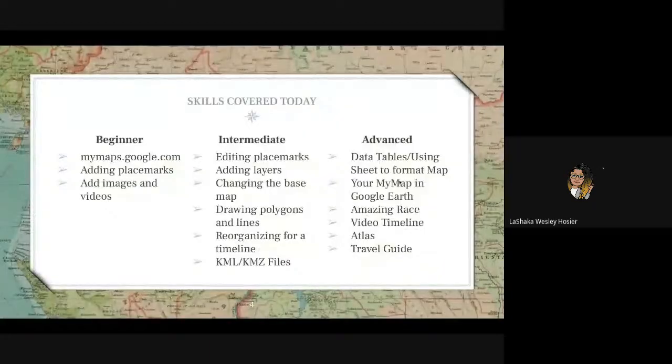So, like I said, today we are covering MyMaps. There is a lot you can do with this. In beginner skills, we're going to look at how you can add place markers with videos and images. Then intermediate: how to add multiple layers to a map, changing the base map, and how to export your map. And then advanced, we're going to look at data tables, using a sheet to make a map, and some of the ways that you can implement this in your classroom.